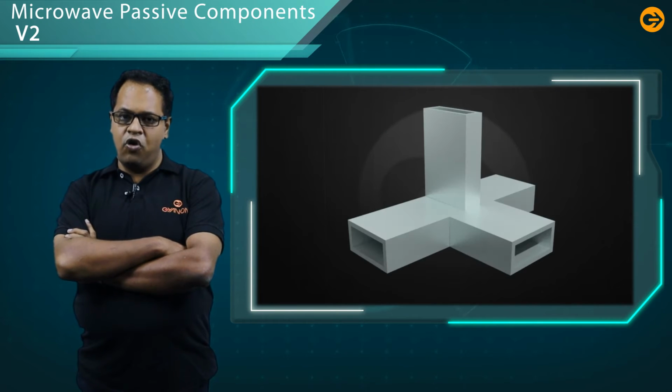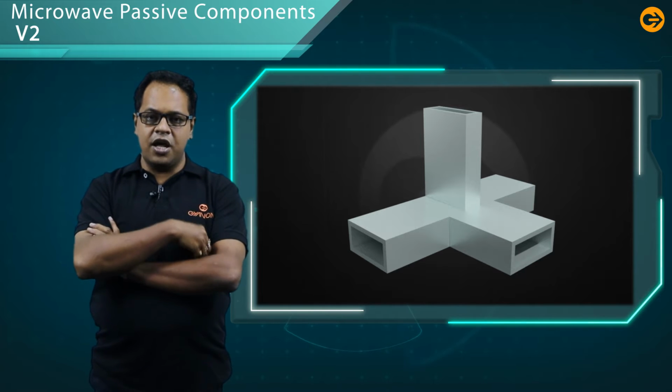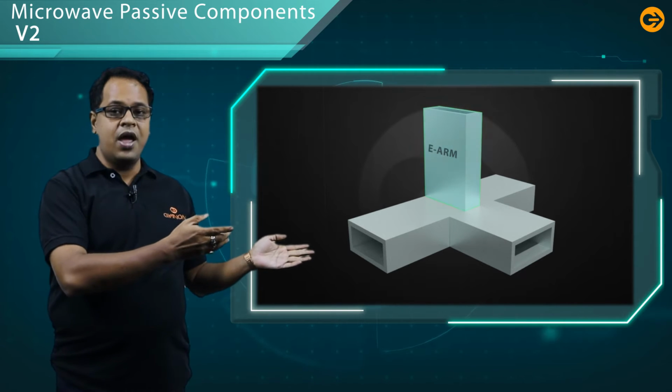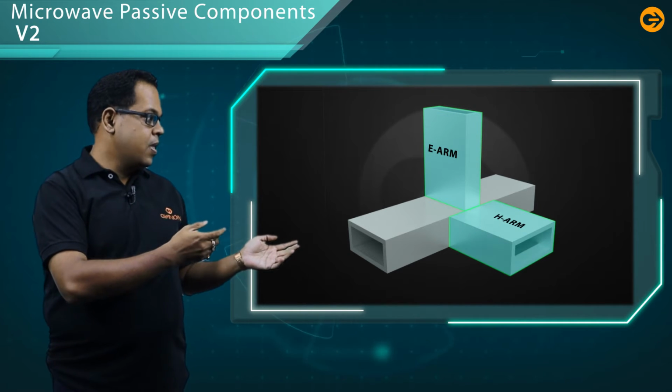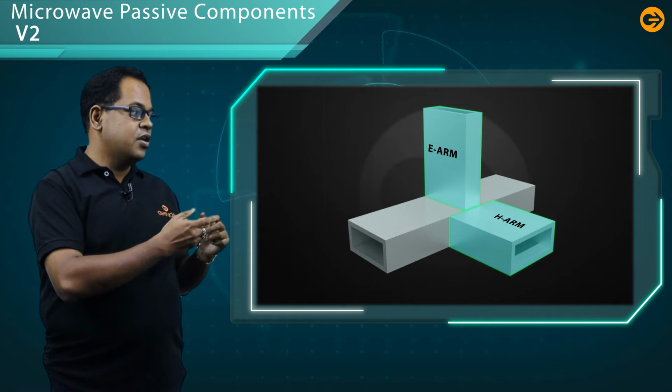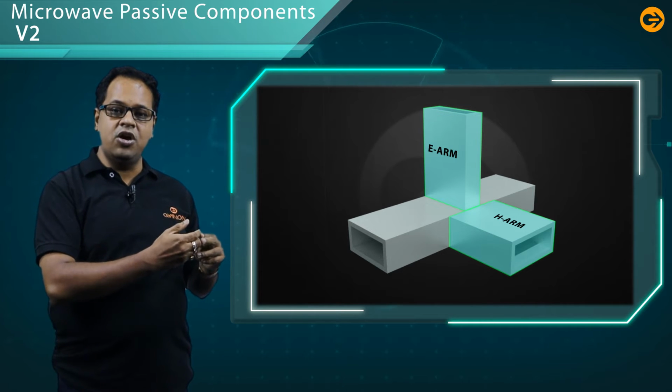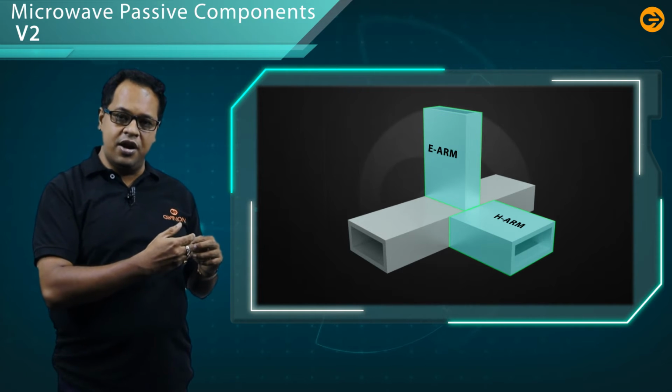In this segment we are going to discuss microwave passive components. In our earlier discussion, we already discussed directional coupler, E-plane T and H-plane T. In this segment we are going to discuss Magic T. The Magic T has 4 ports and it consists of E-arm and H-arm. We already discussed E-plane T and H-plane T or E-arm and H-arm earlier.